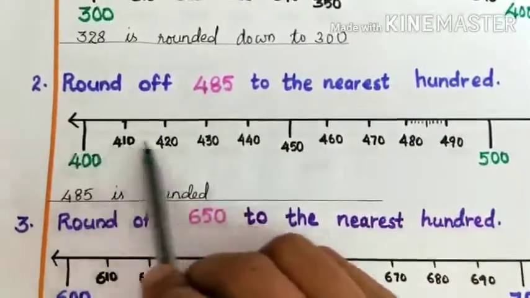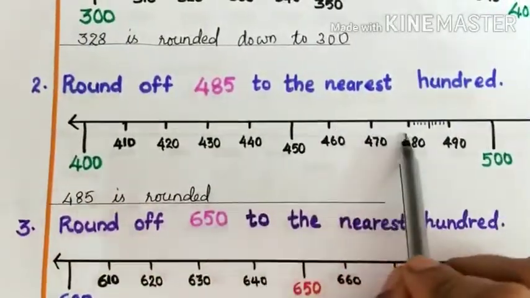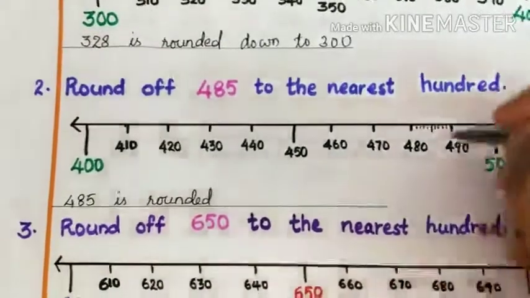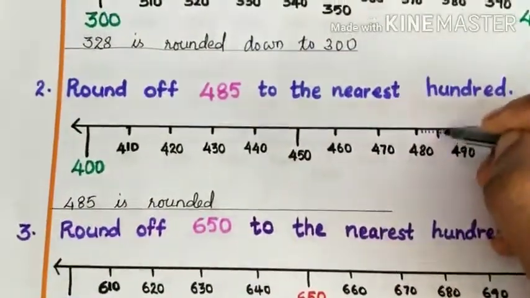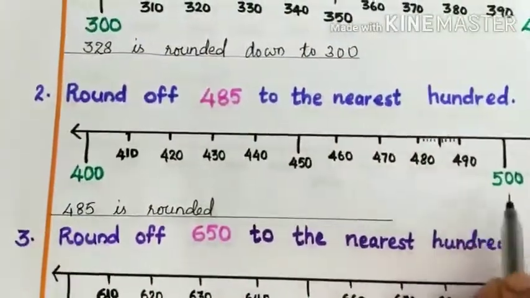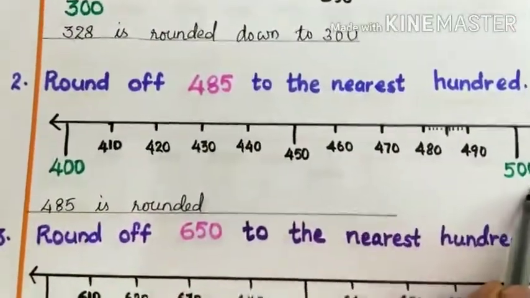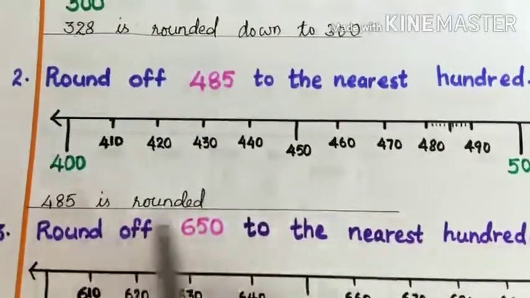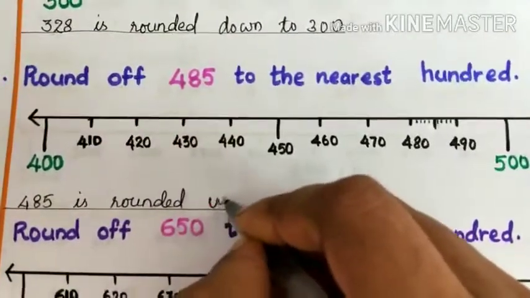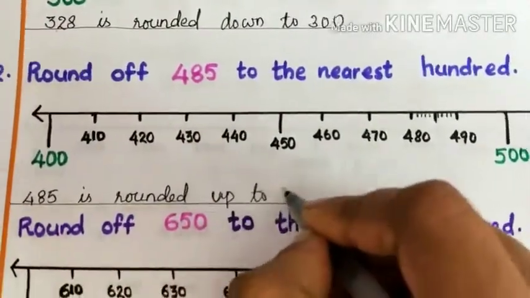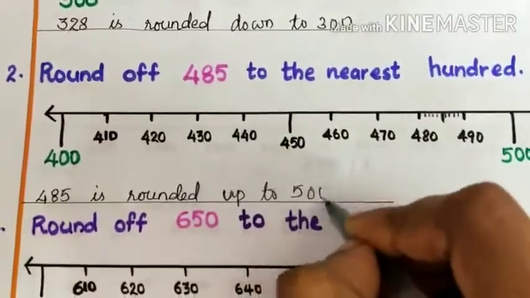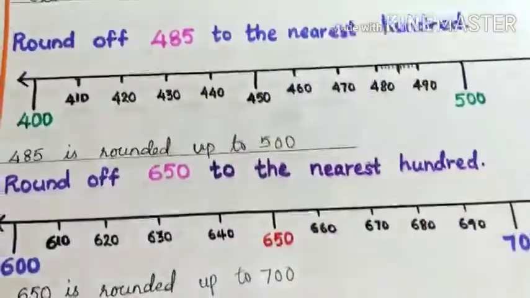Next, look. Round off 485 to the nearest 100. Where is 485 on the number line? It is between 480 and 490. 485 is here. Is it near to 500 or 400? Yes, it is closer to 500. So 485 is rounded up to 500.